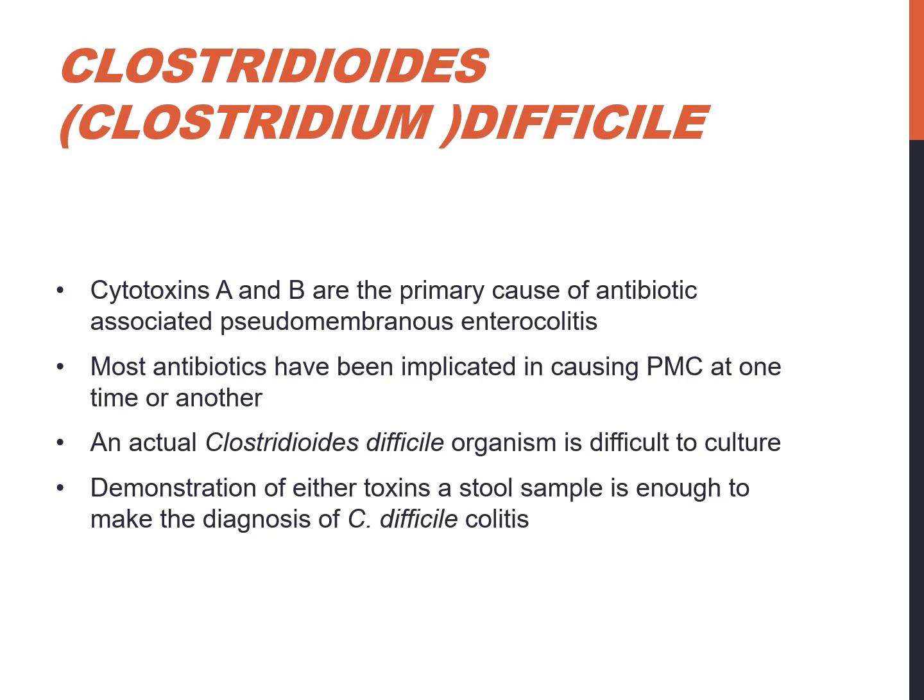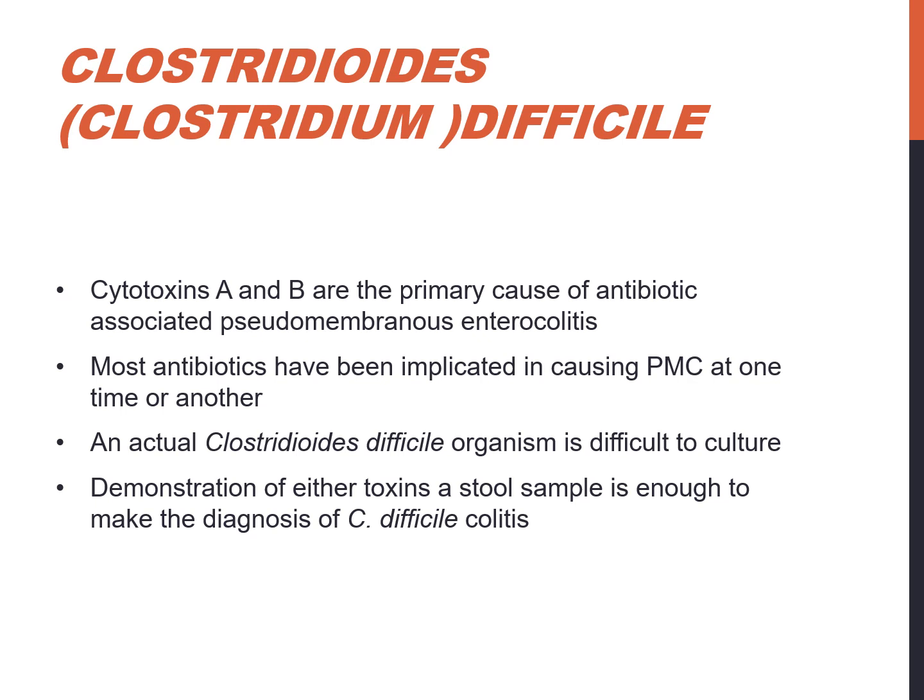You can actually grow it on CCFA media, which we'll talk more about when we get to anaerobes. Okay, if you can demonstrate either toxin A or toxin B, it's enough of an indication to make the diagnosis of Clostridioides difficile. The toxins are actually identified by fecal ELISA tests. Some signs and symptoms of Clostridioides difficile would be watery diarrhea, fever, anorexia, nausea, and abdominal pain.